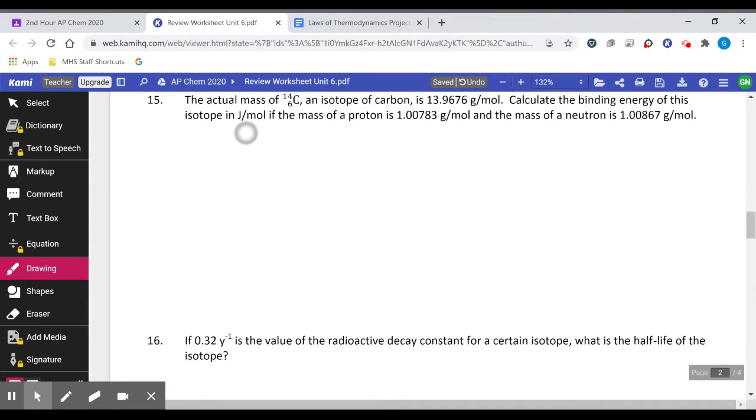It says the actual mass of carbon-14, an isotope of carbon, is 13.9676 grams per mole. Calculate the binding energy of this isotope in joules per mole if the mass of a proton is, they give you the mass of a proton, and then they give you the mass of a neutron. What kind of problem is this? What are we going to have to do first?